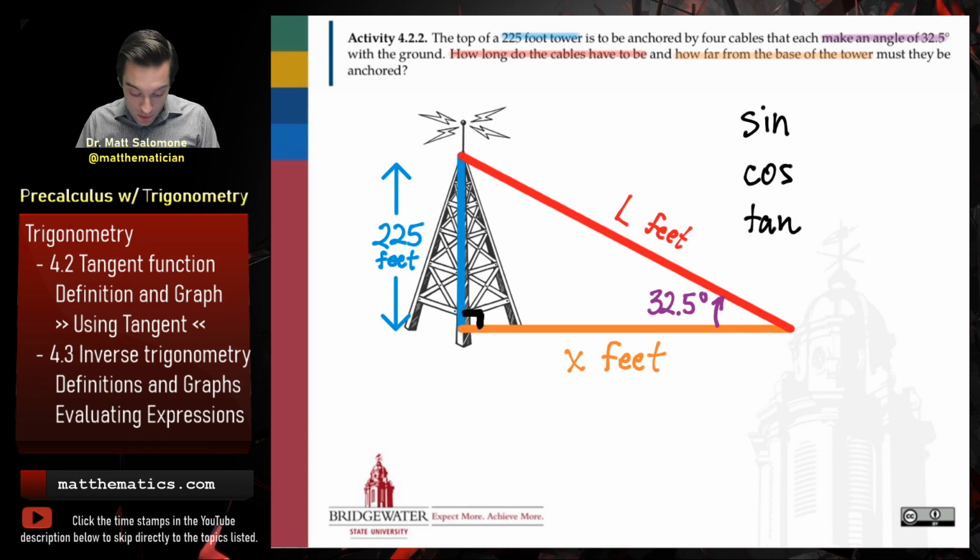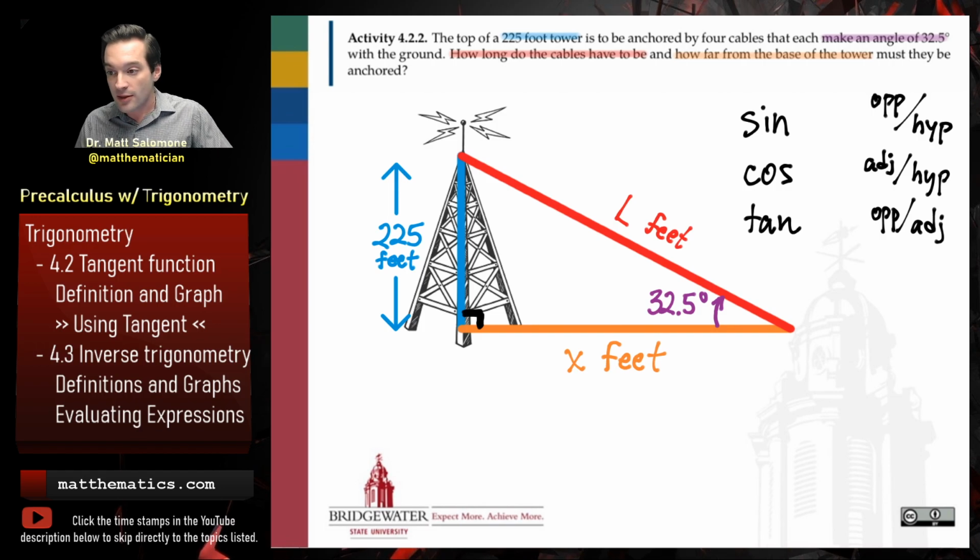And using the old SOHCAHTOA mnemonic, remember that the sine is the length of the opposite side of an angle divided by the length of the hypotenuse. The cosine is the length of the adjacent side divided by the length of the hypotenuse. And the tangent, as we were just talking about in the introductory video, is the ratio of those two. And for that reason, it's the length of the opposite side divided by the length of the adjacent side.